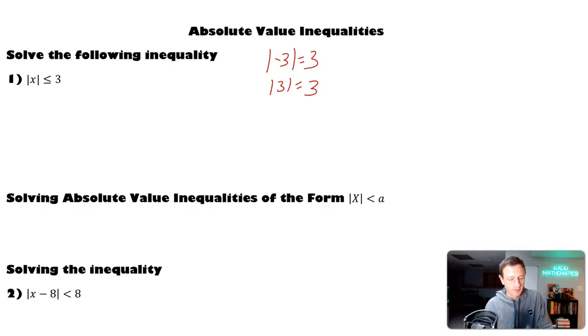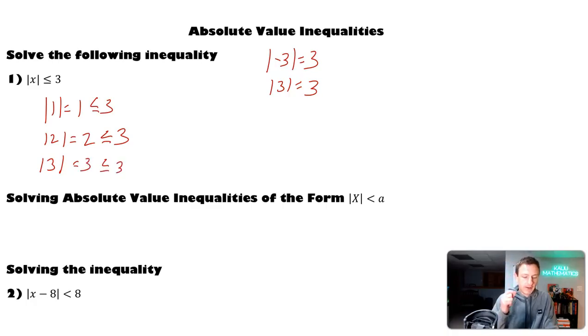For example, one value it could be is 1. The absolute value of 1 is 1, and 1 is less than or equal to 3. What about the absolute value of 2? The absolute value of 2 is 2, and 2 is less than or equal to 3. What about 3? 3 is equal to 3, so that is less than or equal to 3. What about 0? The absolute value of 0 is 0, and 0 is less than or equal to 3.